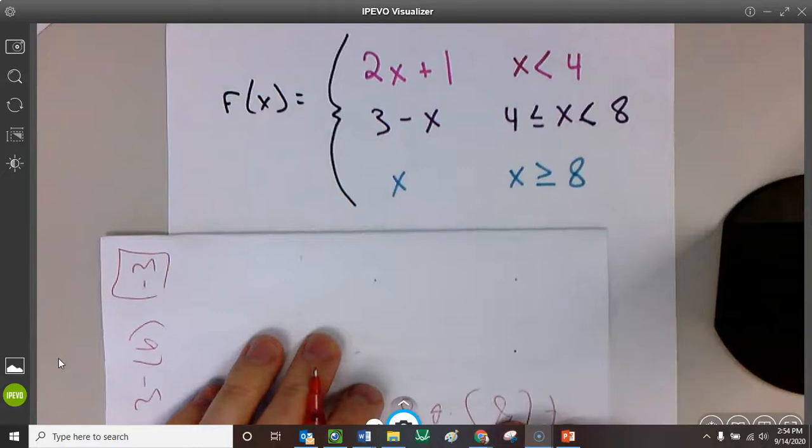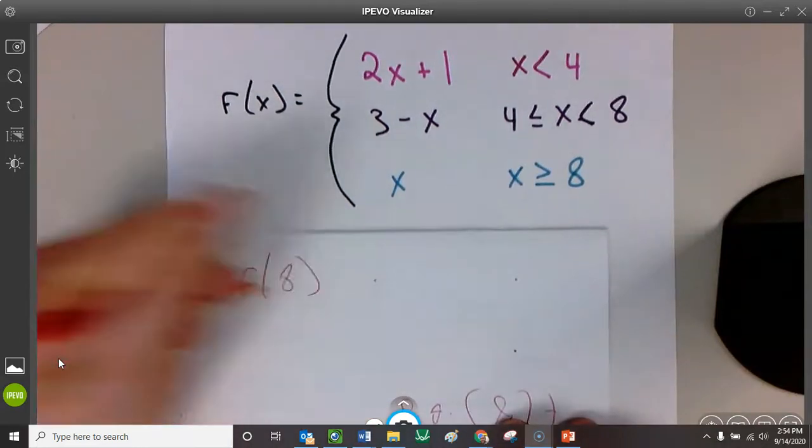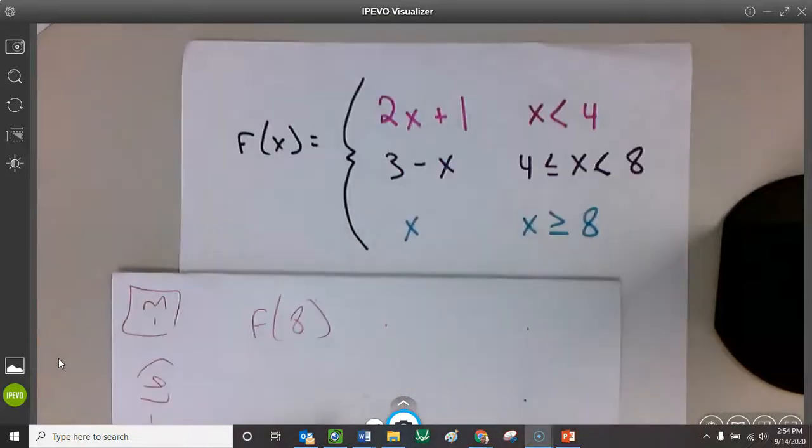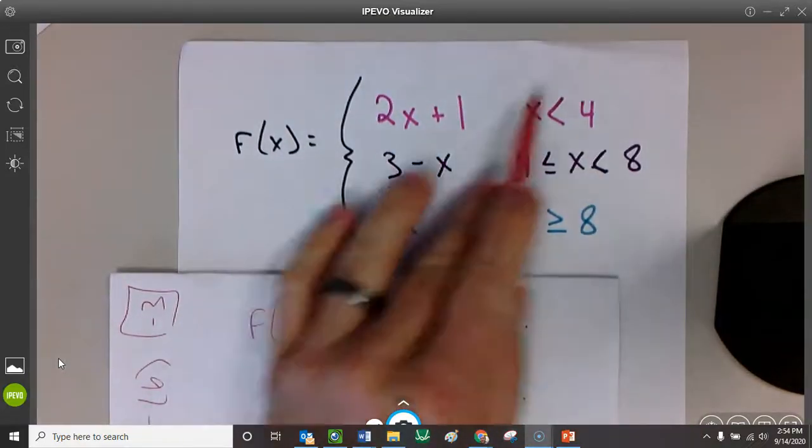Okay. Very last one. Let's try it. What if I asked you to evaluate f of 8? F of 8, okay? I got 3 choices. I need to plug in an 8. Do I do it here? Do I do it here? Or do I do it here? The intervals will tell me.